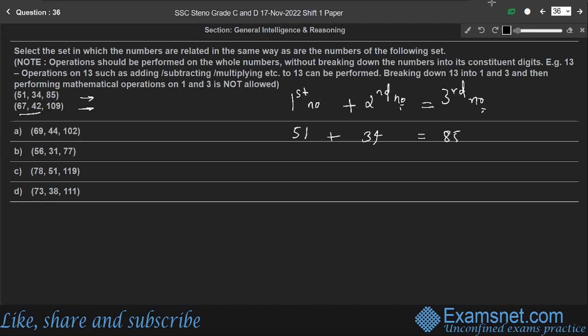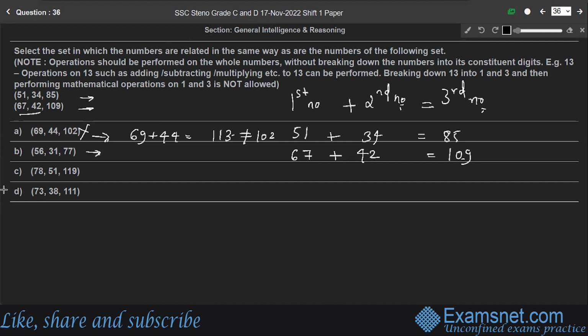In the second set also, the first number is 67, the second number is 42. Just add them, you will get the third number, which is 109, right? Similarly, for the first option, we will consider 69 plus 44. First number plus second number, you will get 113, which is not equal to the third number, 102. So option A doesn't follow the same logic.